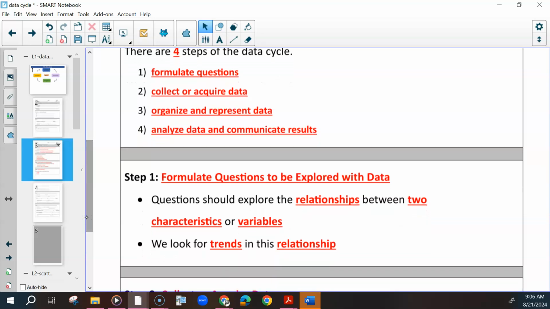Okay, so in step 1, formulating questions to be explored with the data. These are questions that should explore the relationships between two characteristics or variables. And then we look for trends, which we'll talk about in a moment, in this relationship. You might hear association instead of relationship. They mean the same thing. How are they associated? How are they related to each other? What is their relationship?